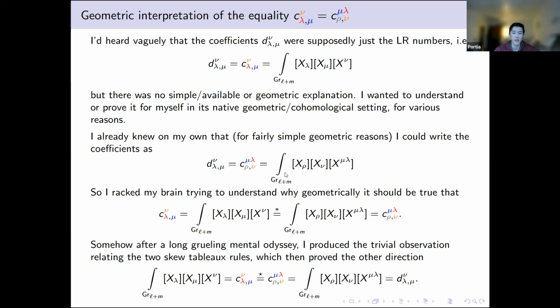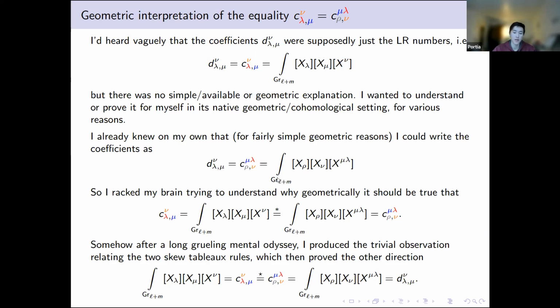I was trying to make a geometric connection as to why this thing should equal this. And in doing so, I would have proved that this coefficient is the Littlewood-Richardson number it is supposed to be. So I was trying to prove this starred equality, and then therefore it would prove the outer things were equal. And I still have not done that, and it still bothers me, and I'm still trying to do that.